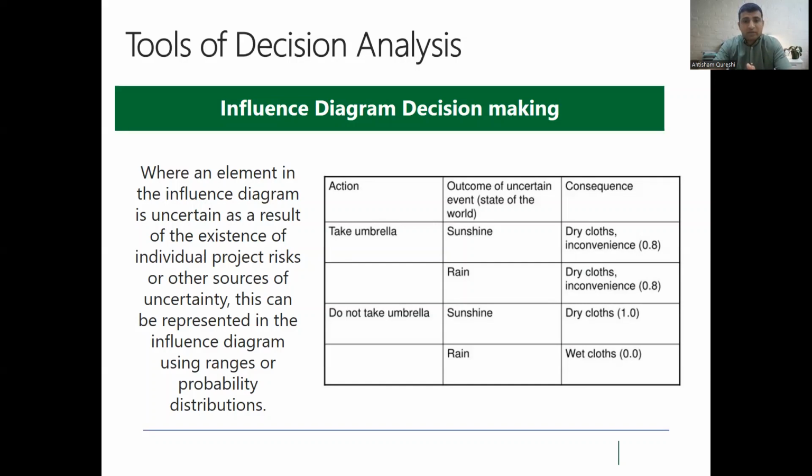So if you took an umbrella, it could happen that there is sunshine, and instead there could be rain. And if you didn't take an umbrella, then also both scenarios are there. There could be sunshine and there could be rain.